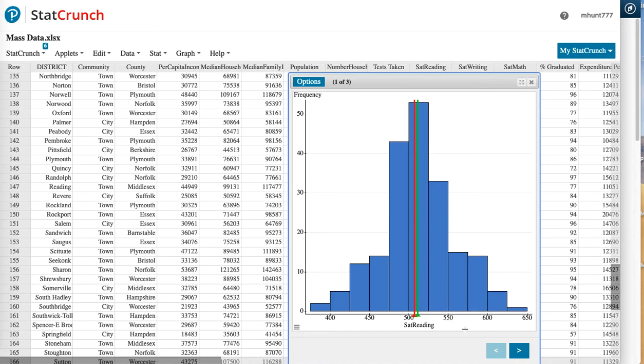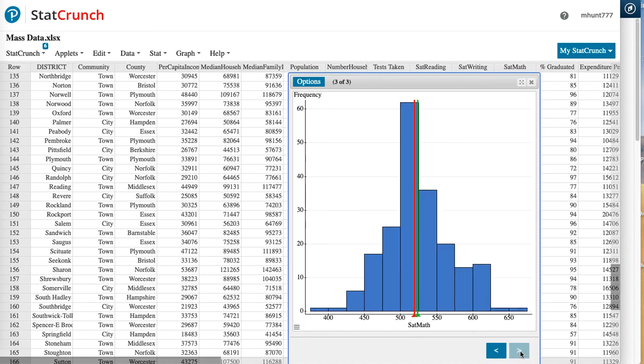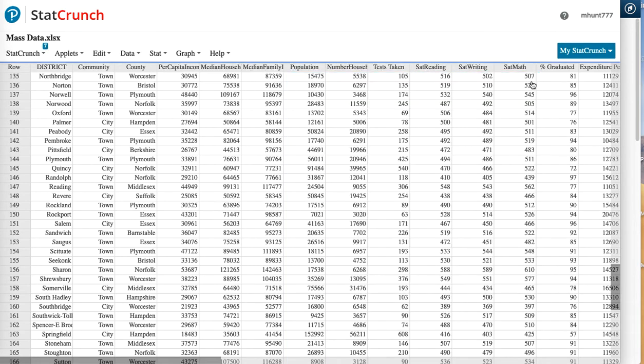The means and medians, if I hover over them, I can see exactly what they are, are very close. SAT writing, again, means and medians are pretty close, and it looks fairly symmetrical. Same thing for SAT math. So histograms are lovely. The problem is you can't put them all in one graph. I needed 3 pages to display the histograms for SAT reading, math, writing. Okay, I'm going to close out of that.